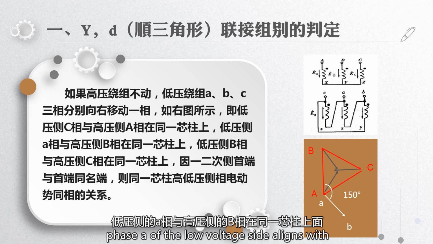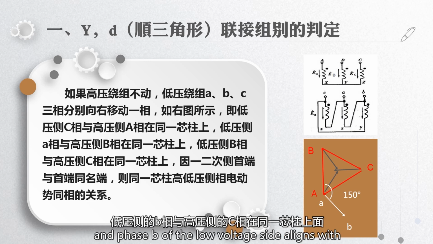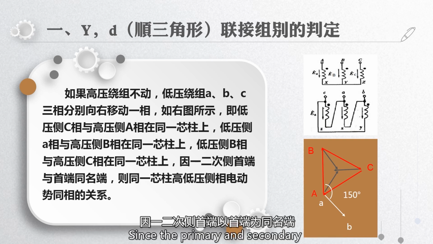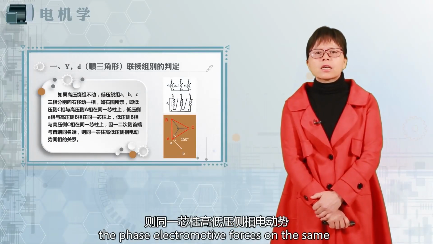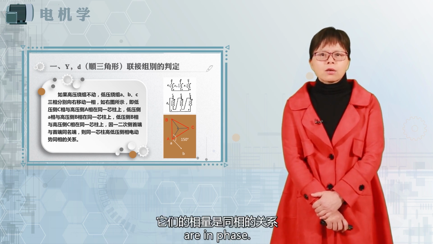Phase A of the low voltage side aligns with phase B of the high voltage side on the same core column, and phase B of the low voltage side aligns with phase C of the high voltage side on the same core column. Since the primary and secondary side starting terminals are like terminals, the phase electromotive forces on the same core column for the high and low voltage sides are in phase.